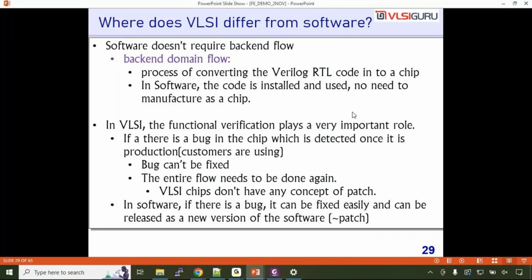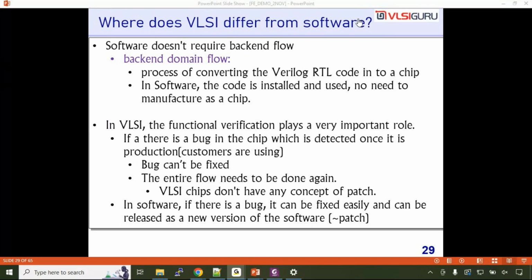They differ in the backend flow. In software, there is no backend domain flow. In VLSI, backend domain flow is there. In software, even if there are bugs, it can be fixed easily. In VLSI, you cannot fix it, you have to do the entire flow.